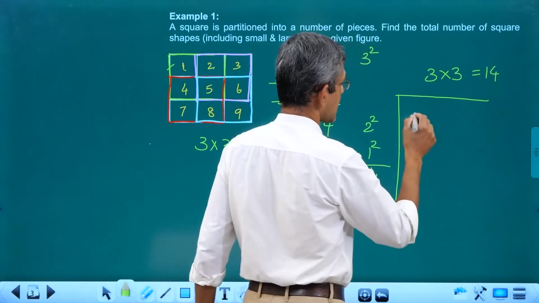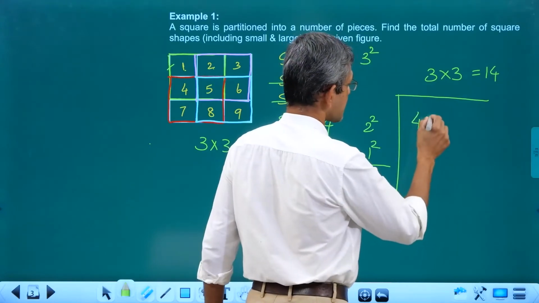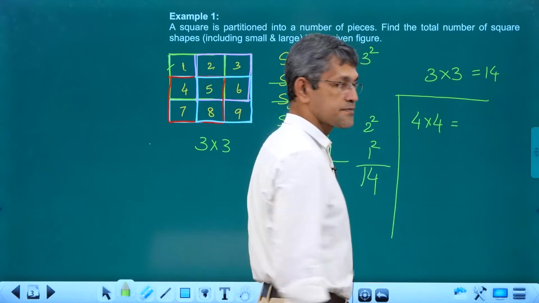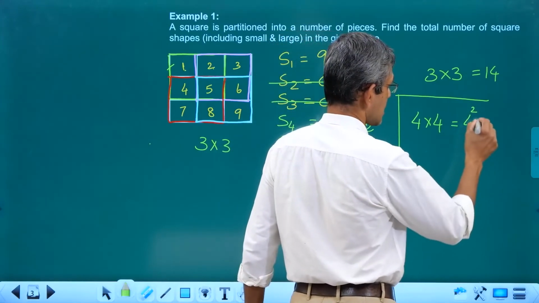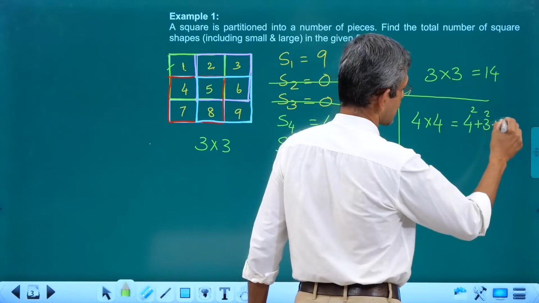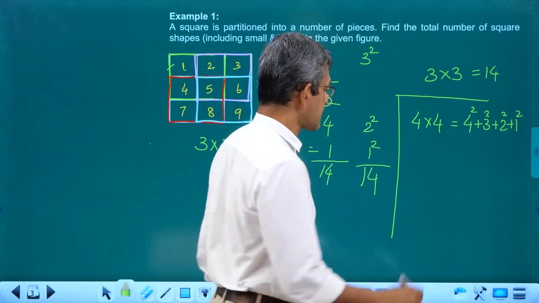And if it is 5 by 5 or let's say 6 by 6 or 7 by 7, doesn't matter. So let's say 4 by 4. What is the answer then? 4 by 4, that means it must be 4 square plus 3 square plus 2 square plus 1 square.